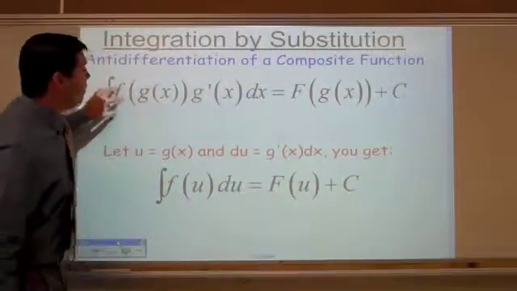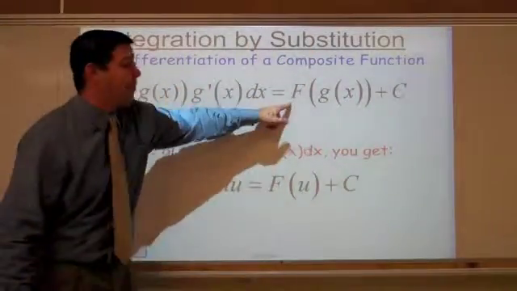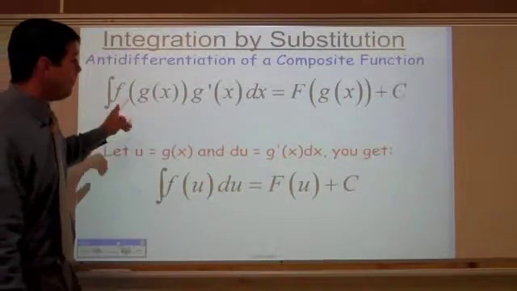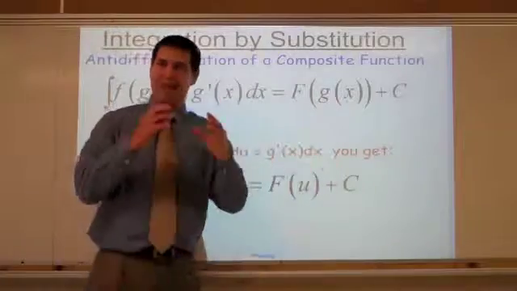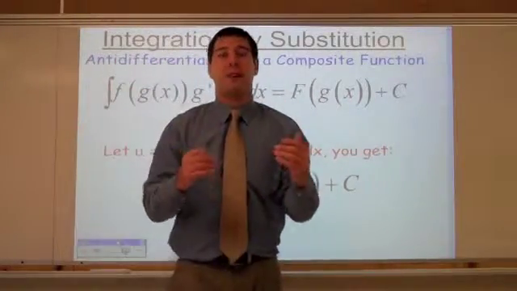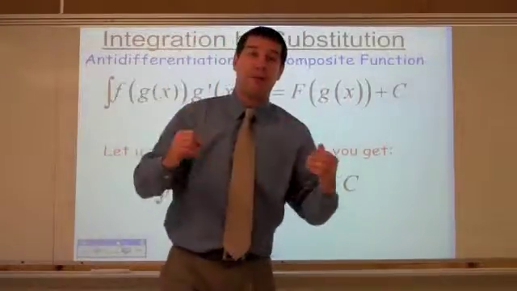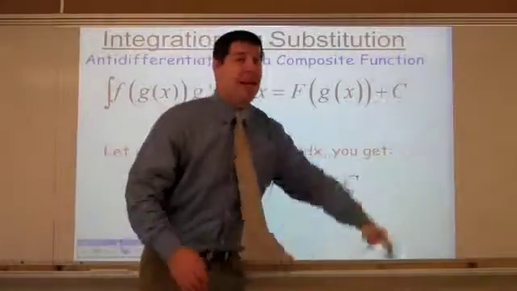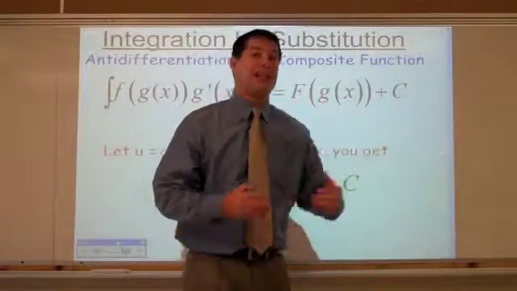So the antiderivative of this composite function is going to be capital F, the antiderivative of the big function, of g of x, leaving the inside function the same. When you derive the outside function, you left the inside function the same. When you anti-derive the outside function, you leave the inside function the same. Plus c. Nothing changes here. There could always be a constant at the end.